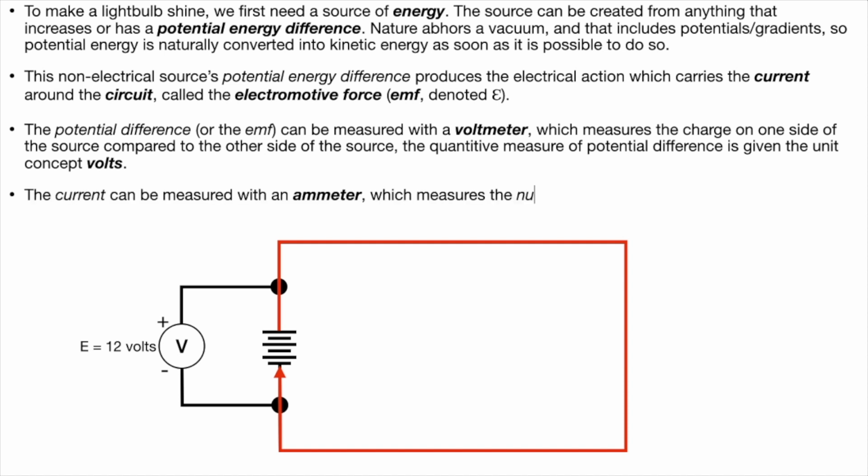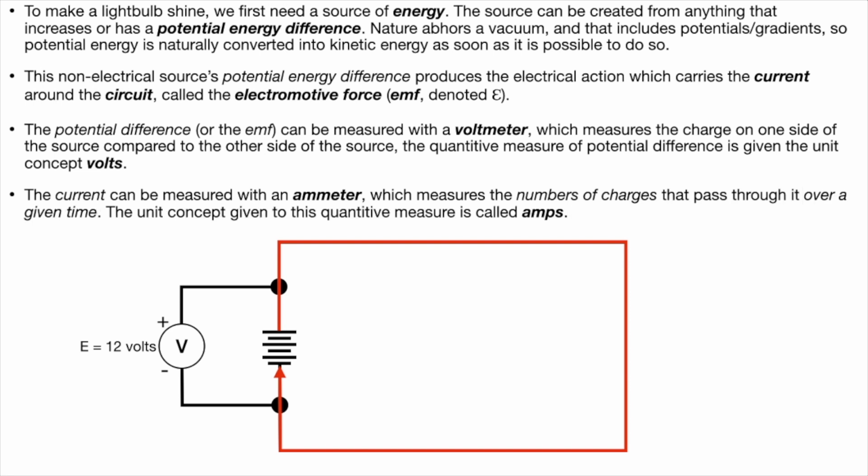The current can be measured with an ammeter, which measures the number of charges that pass through it over a given time. The unit given to this quantitative measure is called amps. In this case, we're going to say 4 amps.